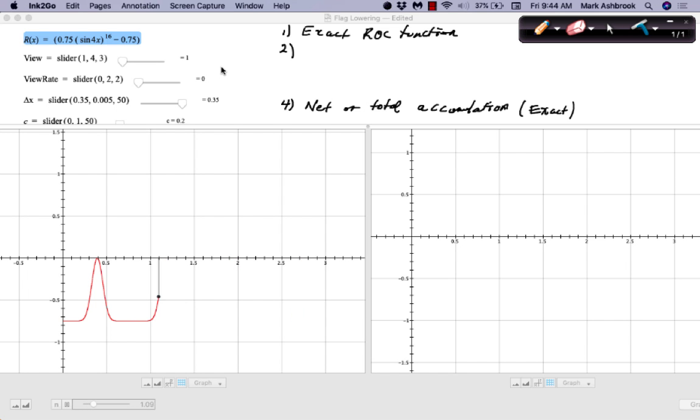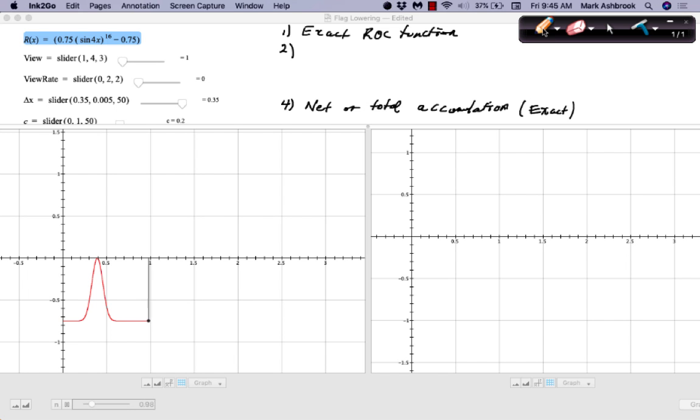What do we do? Why can't we just get it right off the bat? I have the exact rate of change. What's the roadblock that prevents us from getting net or total accumulation immediately? Changing rate, right? As soon as a little bit of our x changes, we have a different rate, and so this is kind of a roadblock.